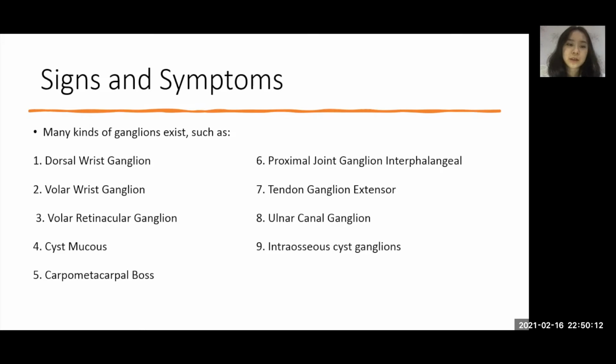The next one is the volar wrist ganglion. It sometimes occurs in the wrist near the radial artery. They can occur after a wrist trauma, which causes the joint fluid to escape because of the tear, and the body forms a thin membrane around the fluid, creating a ganglion cyst.